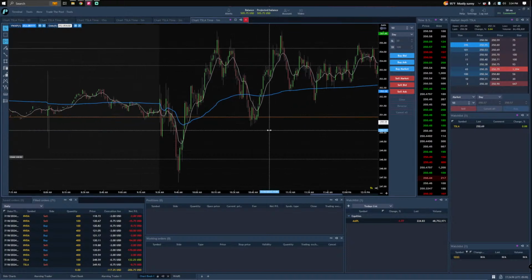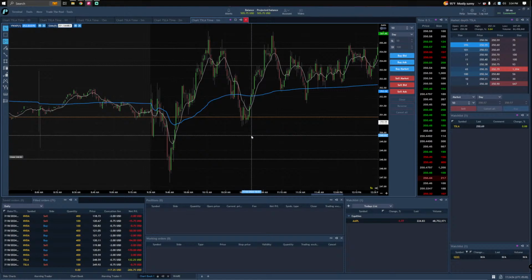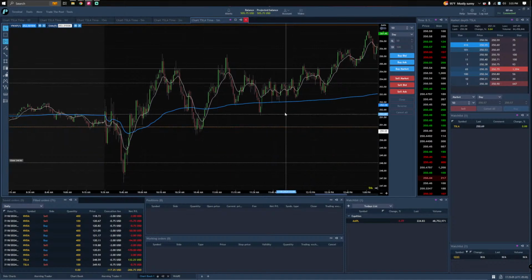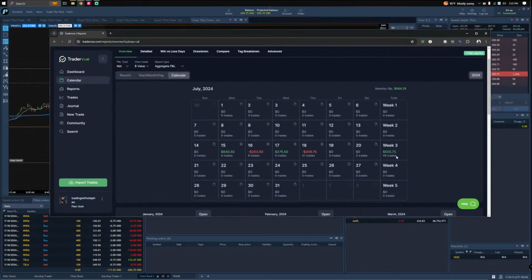Like I said, the little triangles on the chart go away when you restart the platform. If you restart the platform, the triangles go away on Trader Evolution, the trading platform that Trade the Pool uses. But you can see up here at the very top, balance 505.75. That aligns with week 3, 505.75.